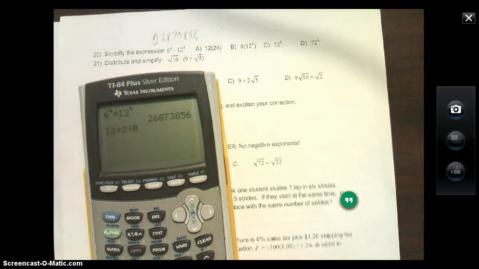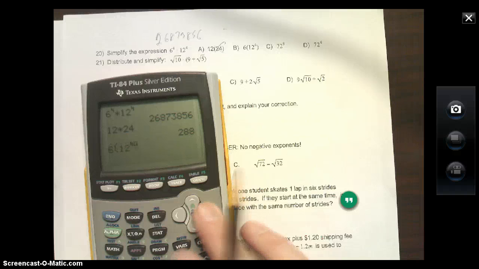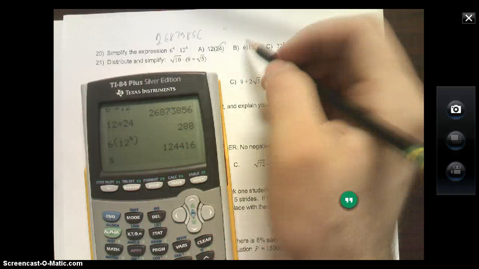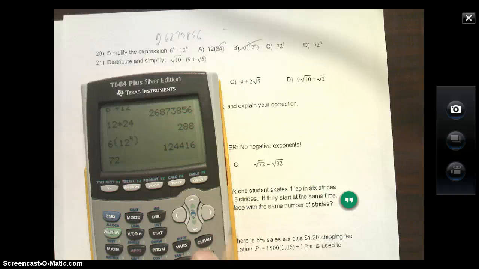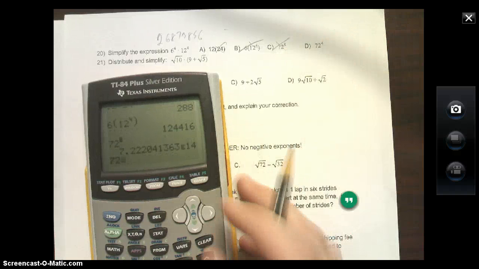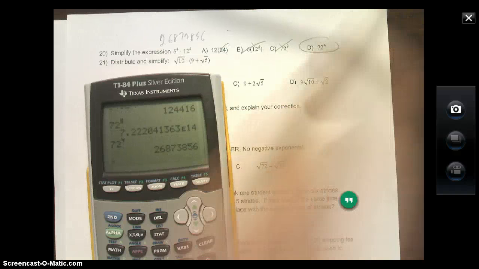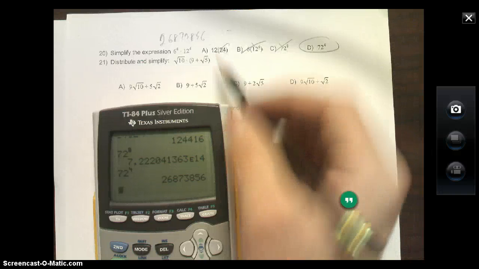12 times 24, no chance. 6 parentheses 12 raised to the 4th. Getting closer, but no. 72 to the 8th. Way too large. 72 to the 4th. Bingo. Okay. So don't feel bad about using the calculator. Same thing right here. I can use this as well.